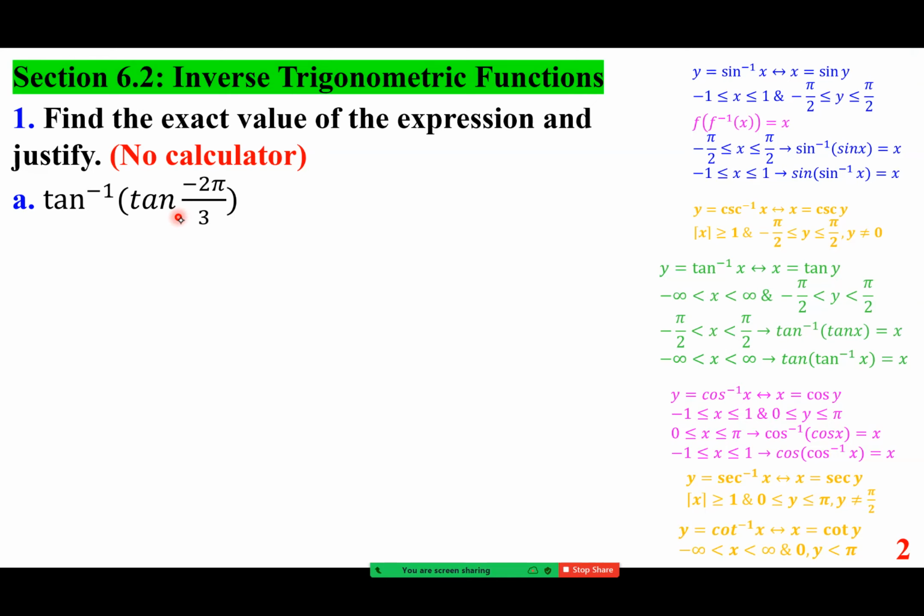So we want to find tan inverse of tan of negative 2 pi over 3. And tan of negative 2 pi over 3 is square root of 3. And tan inverse of square root of 3 is pi over 3.